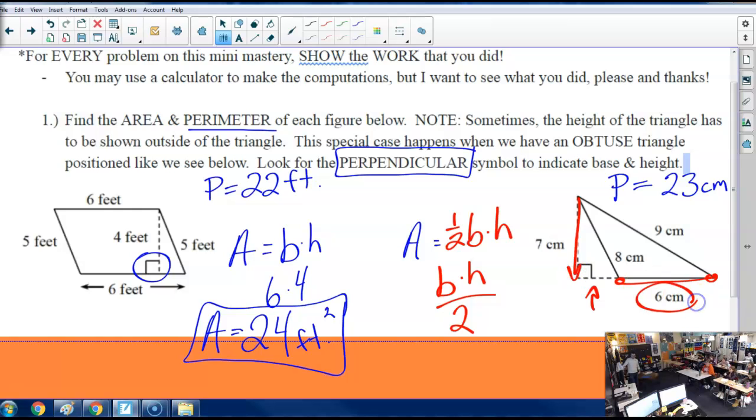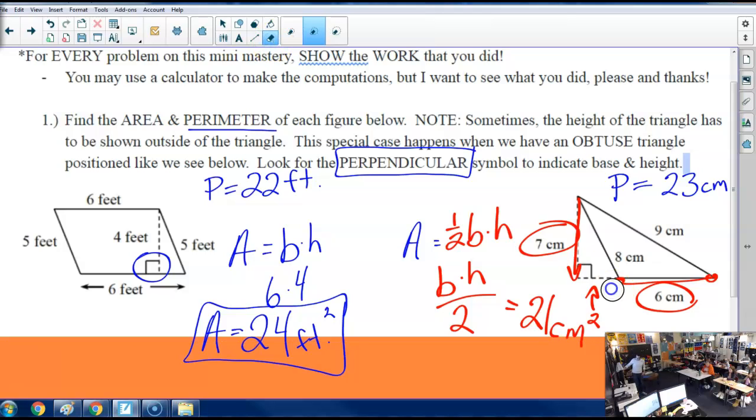So my base is 6, my height is 7. What's 6 times 7? 42. Half of that is 21. Label? Centimeters squared. And I don't like where that arrow is now, so I'm going to erase it because it does not relate. Questions on topic, appropriate, timely questions.